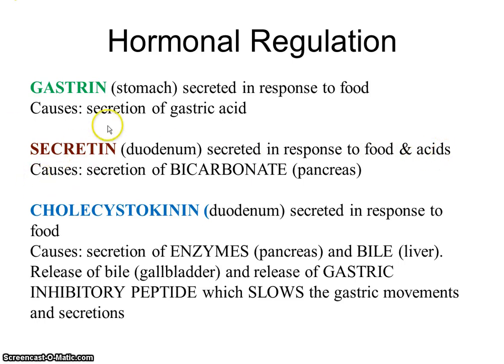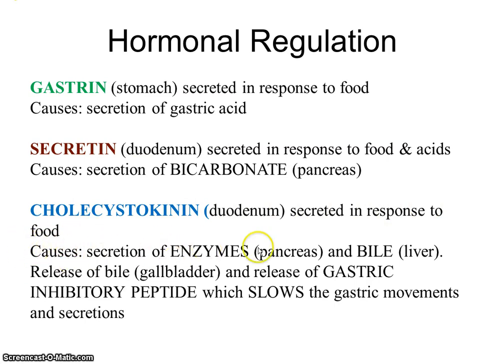What secretin will result in is bicarbonate being made by the pancreas, so the target is actually the pancreas. Bicarbonate, which is HCO3 with one negative charge, is very good for neutralizing the acids from the stomach, because of course the duodenum is the next place after the stomach.